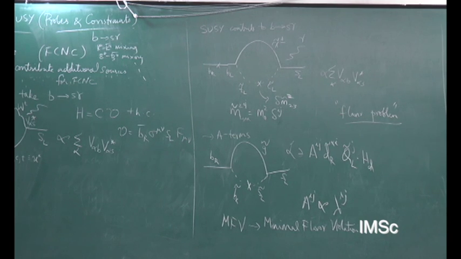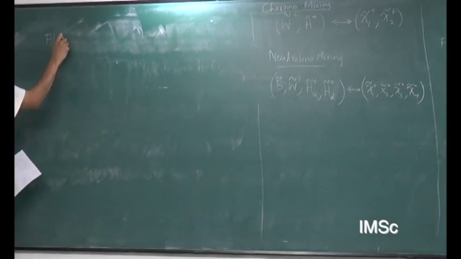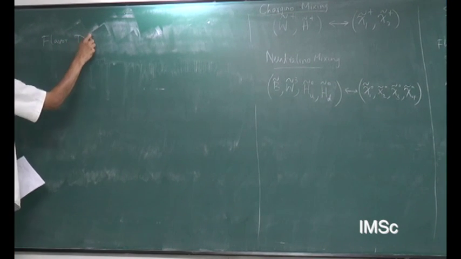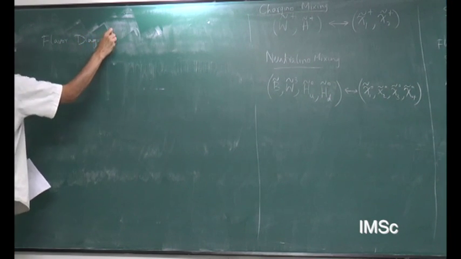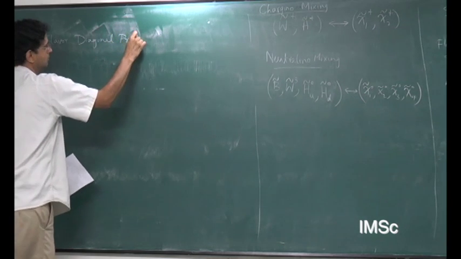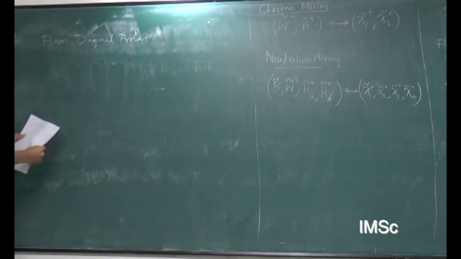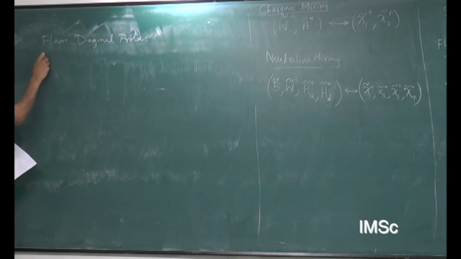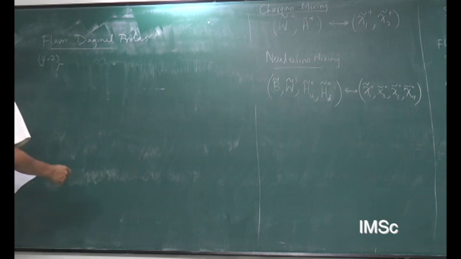So I was looking at flavor changing neutral current. So let's just consider some examples of flavor diagonal probes. I'll be very qualitative. One example is g minus 2 of the muon. Here you don't change the flavor, you just look at properties of the muon.